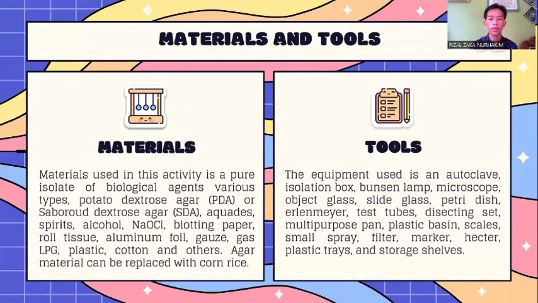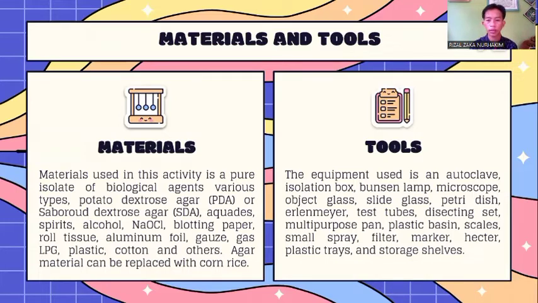Material and tools. Materials used in this activity is the pure isolates of biological agent various types. Potato dextrose agar or PDA or Sabouraud dextrose agar or SDA. Aquadest, spirits, alcohol, and HCl, blotting paper, roll tissue, aluminum foil, gauze, gas LPG, plastic, cotton, and others. Other material can be replaced with corn rice.